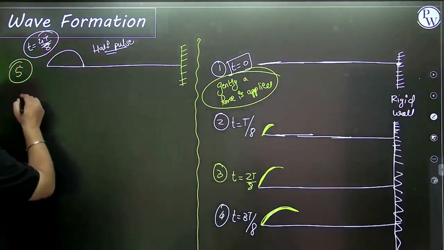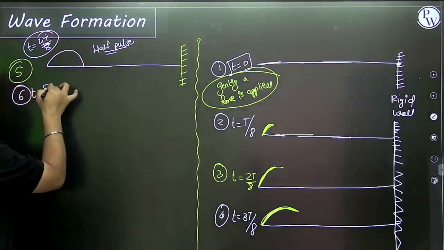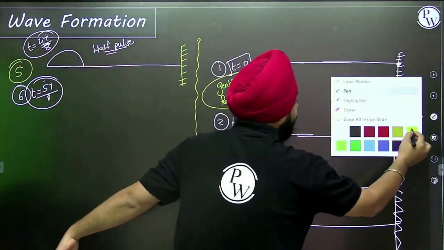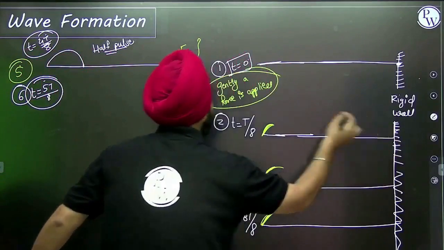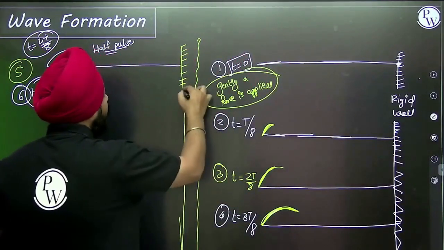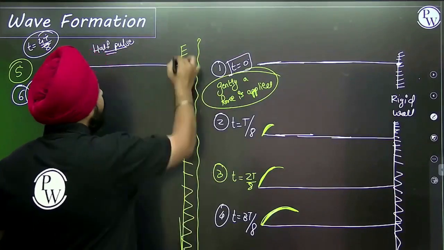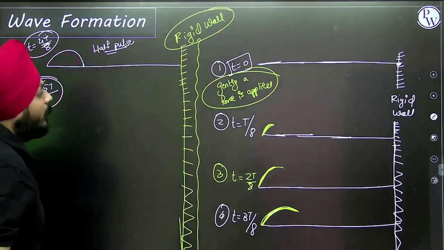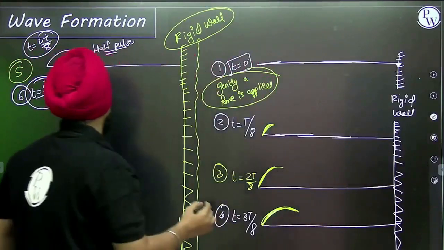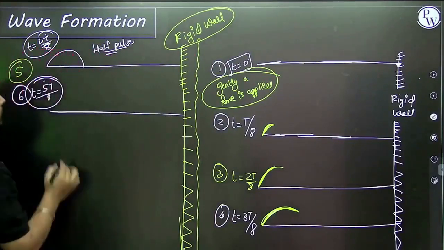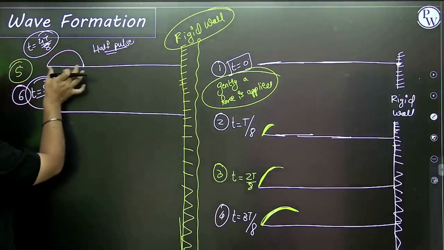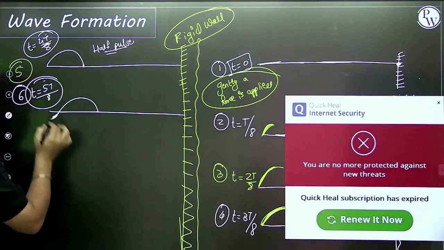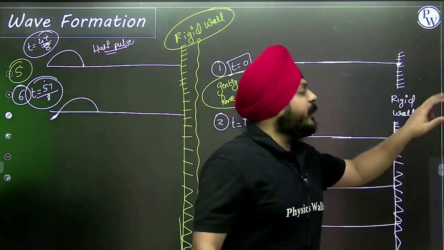Now, at t equal to 5T by 8, what's actually happening here? Let's select the color of this pen and extend. This is a rigid wall. We have extended it to the bottom. Now, this half of the pulse has shifted a bit. A new part of the pulse is getting formed at t equal to 5T by 8.